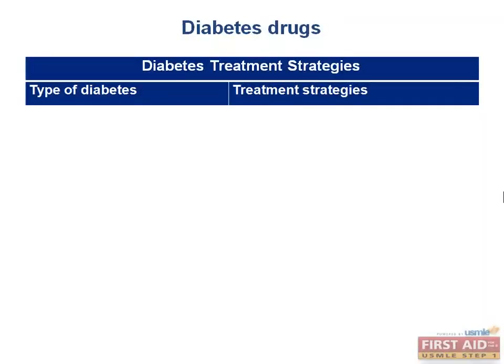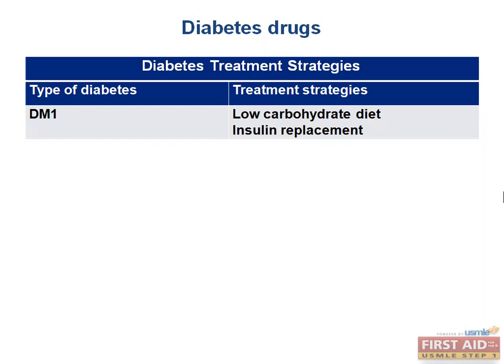Let's begin by talking about drugs used to treat diabetes. The treatment strategy differs depending on the type of diabetes you are treating, with a caveat that almost all diabetics will eventually require insulin. In type 1 diabetes, patients are encouraged to maintain a low carbohydrate diet and are prescribed insulin to replace the insulin that is no longer produced by the pancreas.